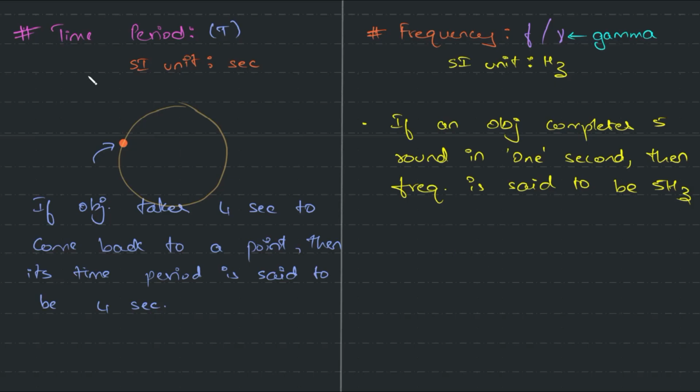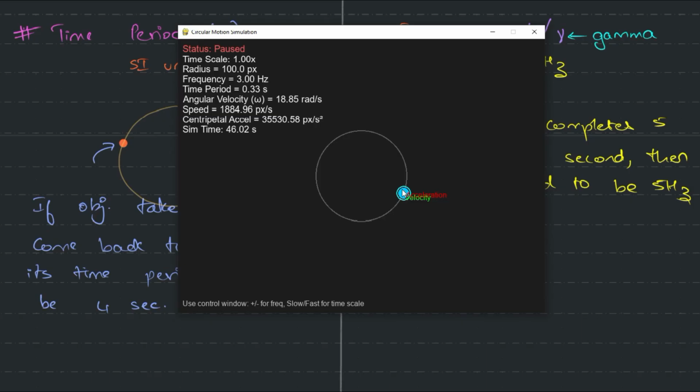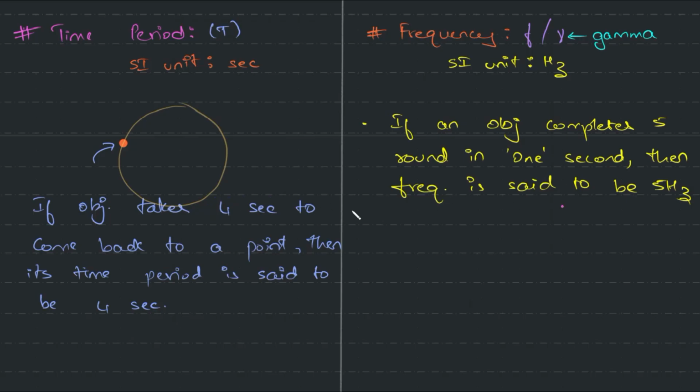Okay guys, time period. Time period has to do with how much time it will take for 1 round. That's it. Simple, straightforward. Frequency has to do with how many rounds it goes within 1 second. They have a relationship between them. Actually, all this you should be knowing by now.